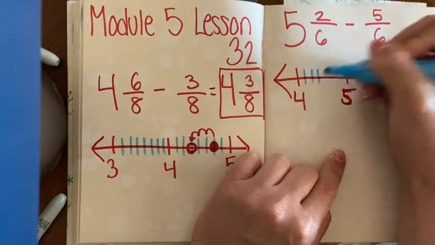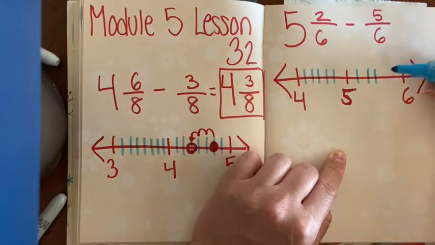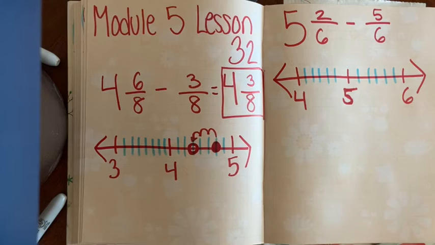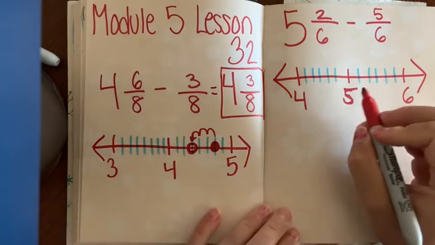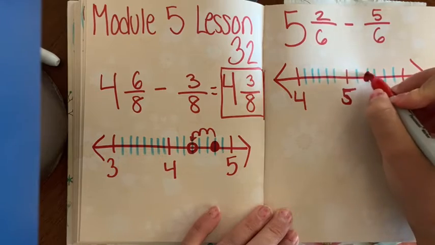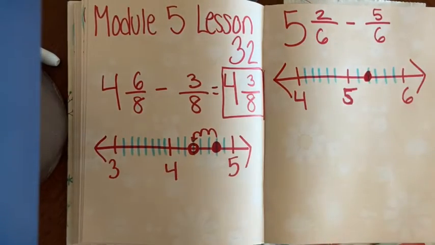1/6, 2/6, 3/6, 4/6, 5/6, and 6/6. 1, 2, 3, 4, 5, and 6. Now that we have it broken apart into the 6ths, we're able to label where 5 and 2/6 will be on this number line. 5 wholes, 1/6, and 2/6. Let's put a big dot right there on the 5 and 2/6 mark.